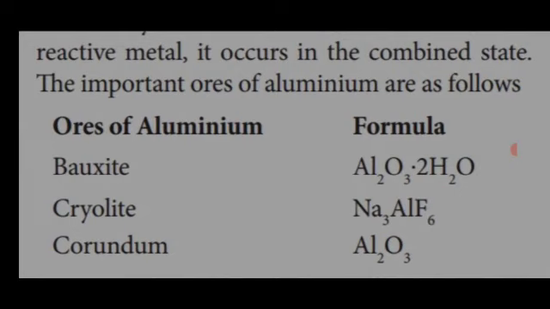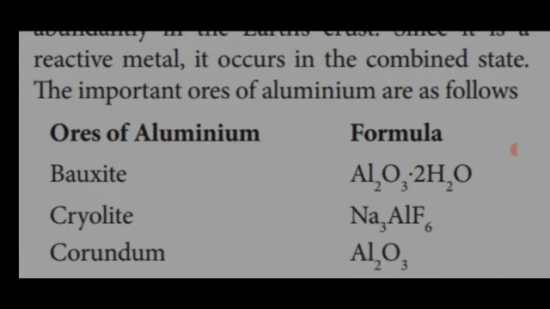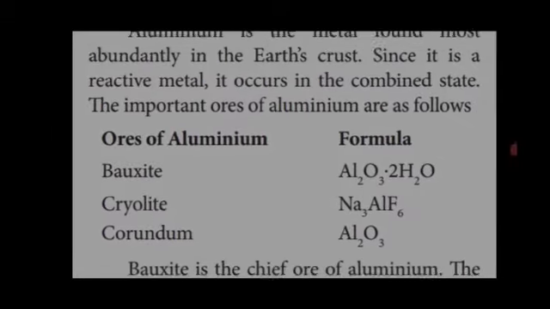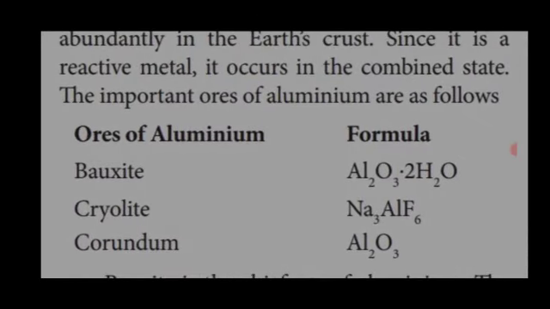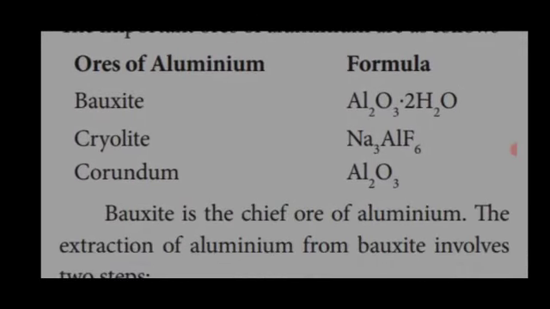The next ore of aluminium is cryolite. Cryolite formula: Na3AlF6. The last ore of aluminium is corundum. Corundum formula: Al2O3. These three are ores of aluminium, but the chief ore is bauxite, because the remaining two, cryolite and corundum, give less aluminium, while a high yield is produced from bauxite. So bauxite is the chief ore of aluminium.